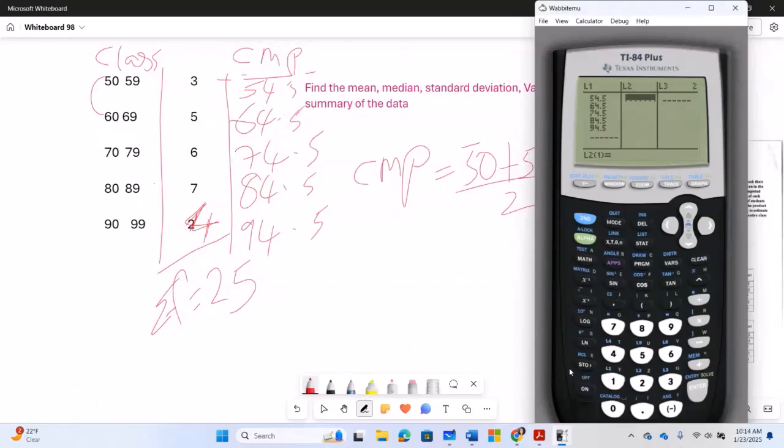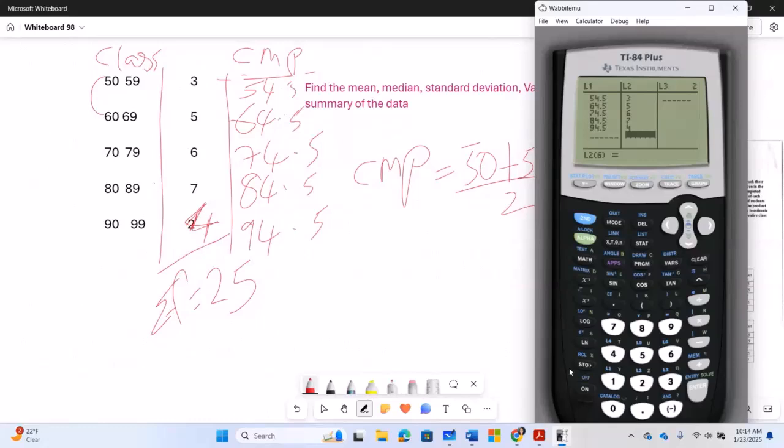Now, column 2, in other words, I'm going to put the frequency in L2. So this is grouped data. Therefore, we have frequency. Remember that in raw data, the data that is not grouped, we did not have frequency. But now it's grouped data, I have frequency. So 3, enter, 5, enter, 6, 7, and 4. So now I have the class midpoint in L1. I have frequency.